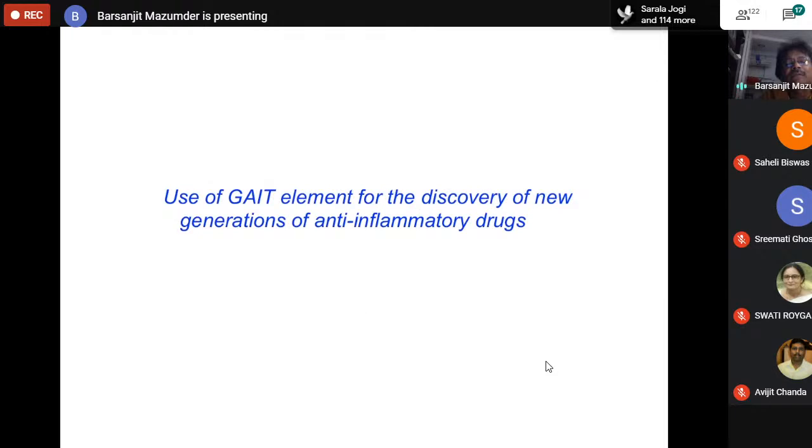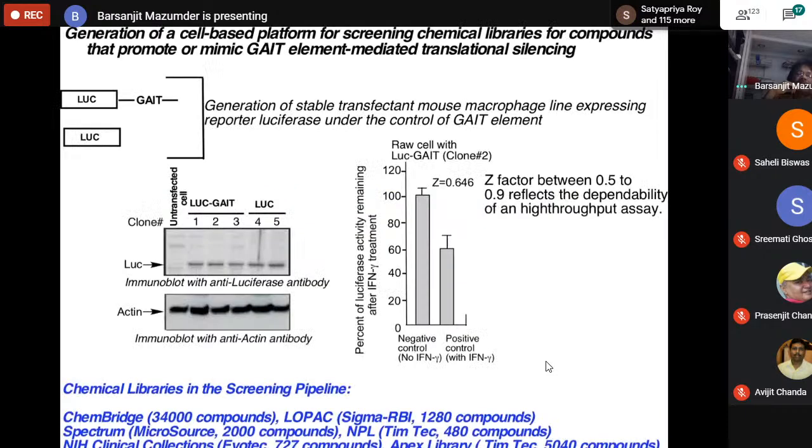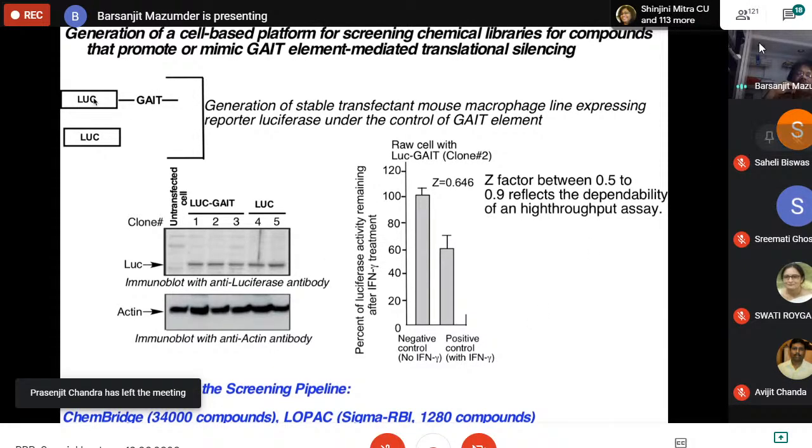So now how can you use this GAIT element for the discovery of new generations of anti-inflammatory drugs? So this is a very new direction that is emerging from my lab. What we have identified is that if you deliberately hook this GAIT element with a reporter gene, the presence of this GAIT element will also inhibit the expression of this reporter gene under right condition.